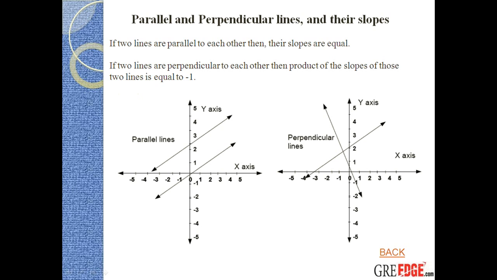In the other diagram, two lines are perpendicular to each other. Then the product of the slopes of those two lines is equal to -1. The steepness may be the same, but the direction of those two lines are perpendicular to one another, so they are different, so it would come as -1. The product of the slopes of those two lines would come as -1. Just note down that if two lines are parallel, then their slopes will be equal, and if two lines are perpendicular to each other, then the product of their slopes would be equal to -1.